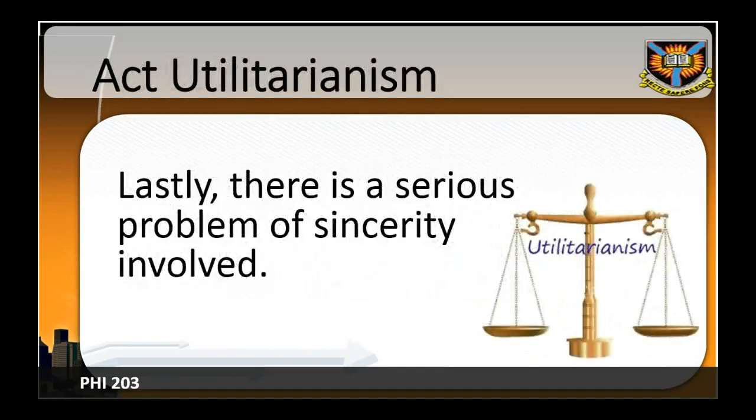Lastly, on the criticism of act utilitarianism, there is a serious problem of sincerity involved. This means that there are times that people, in spite of saying beforehand that an action is likely to benefit just a few people, still go ahead with it. The question to ask ourselves is that in the absence of rules, can people be trusted to be reliably objective enough to do what will not benefit them, but which will benefit a greater number of people?